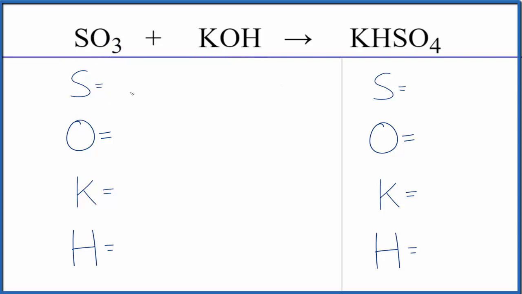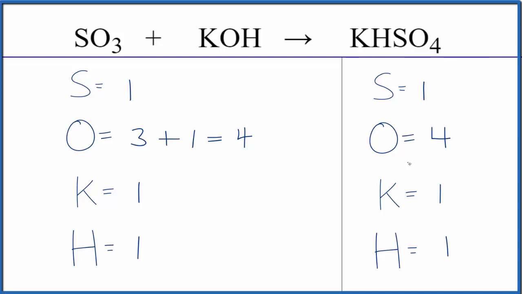We have one sulfur atom, then we have three oxygen atoms, but be careful because there's an oxygen atom right here in the potassium hydroxide. So we have four oxygen atoms, one potassium, and one hydrogen. On the product side, we have the sulfur, we have one of those, four oxygen atoms, and then one potassium and one hydrogen. If you look at these coefficients, they're all the same.